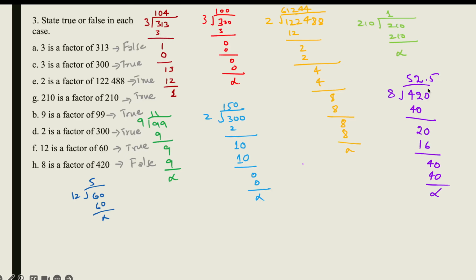If we do not put a decimal in here, the 4 is the remainder. And if we put a decimal, we get 40. 8 into 5 is equal to 40. But in here, you can see that we are getting a decimal number, not a whole number. Therefore, 8 is not a factor of 420.